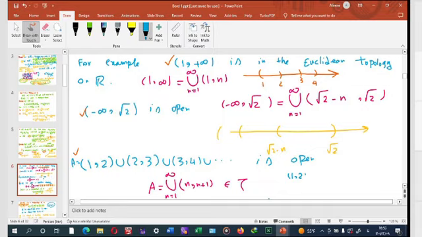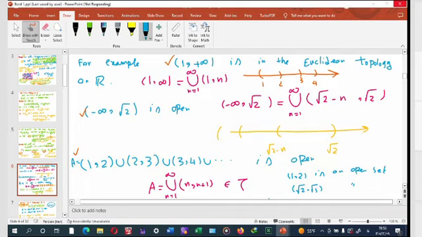The interval 1, 2 is an open set, because it is a union of open intervals. One open interval, and another open interval is an open set. Any element of a topology is called an open set.